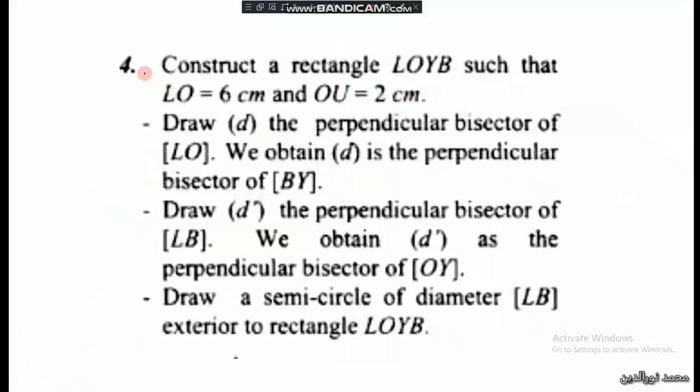Steps of construction: construct the rectangle LOYB such that LO is 6 centimeters and OY is 2 centimeters. Draw line D, the perpendicular bisector of LO. We obtain that D also is the perpendicular bisector of BY. And then draw the line D prime, the perpendicular bisector of LB, and we obtain D prime as the perpendicular bisector of OY. And finally, draw a semicircle of diameter LB exterior to the rectangle LOYB. So these are the steps of construction.